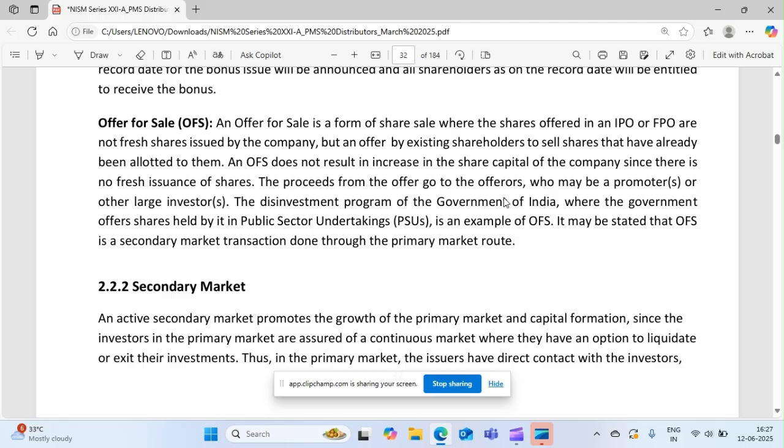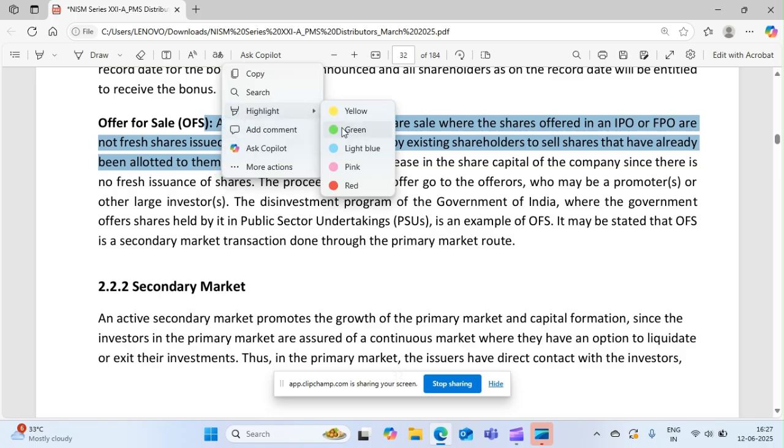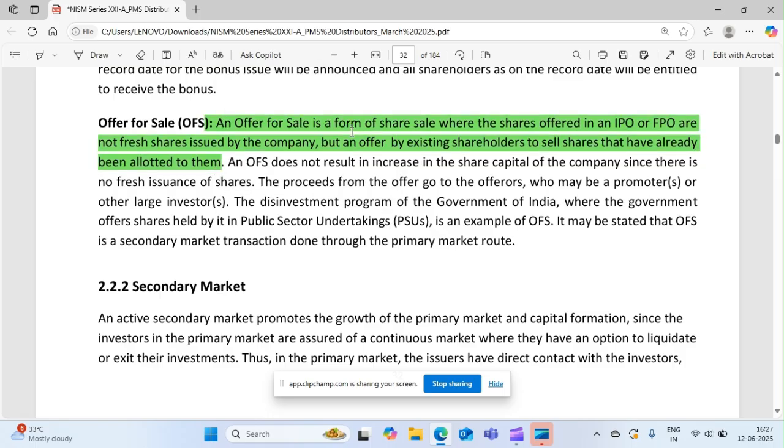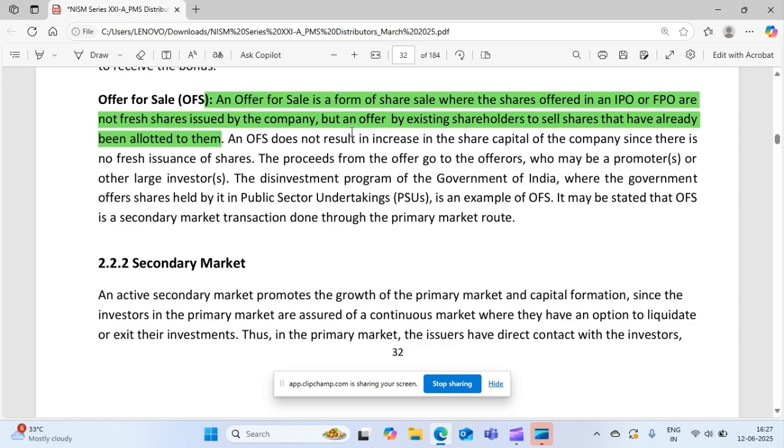But offer for sale can be made by anyone. It is not made by government only. So please note that offer for sale is a form of share sale where the shares offered in an IPO or FPO are not the fresh shares issued by the company, but an offer by existing shareholders to sell the shares that they have already been allotted. This is the crux of offer for sale, right? So primary market had all these features.